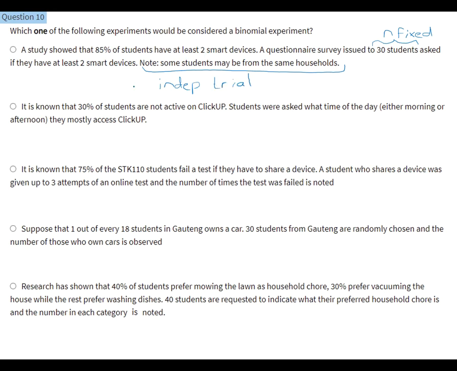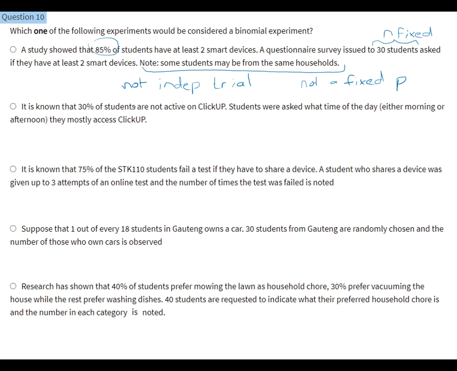So let's just actually write it as not independent trials. And that actually means that that probability of 85% of students might not actually be the same in that household. So for students within a certain household, it might not stay the same. So not a fixed value of P. So that one is also violated. And you'll often find that if you don't have independent trials, you're also not working with a fixed value of P. Now the next one, it's known that 30% of students are not active on ClickUp.